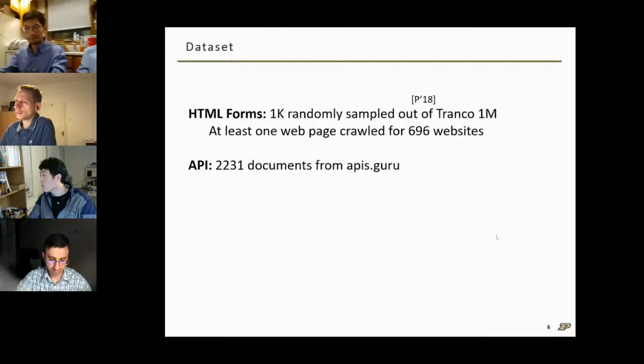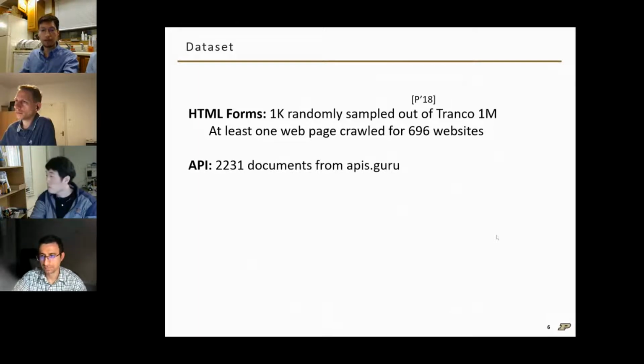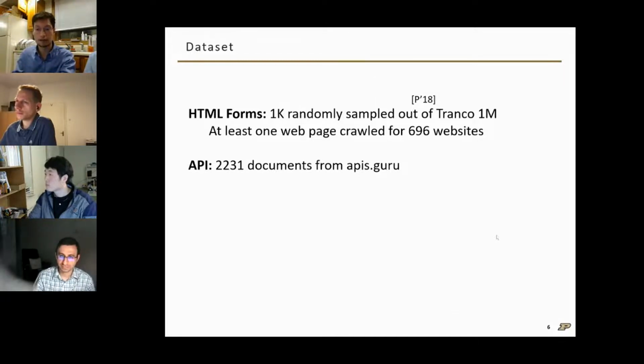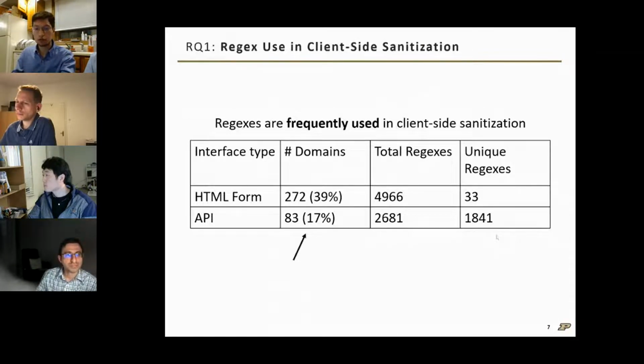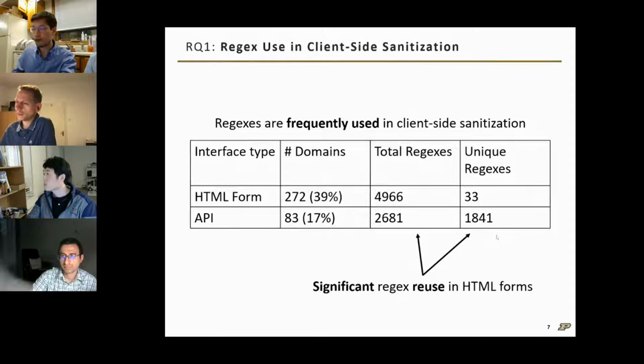Thank you, Xin. So starting off with our data set, for HTML forms, we have randomly sampled 1,000 websites of the Tranco 1 million. And for APIs, we have collected all of the documents on apis.guru, which is an online API specification directory. With this data set, we first find the proportion of web services using at least one regex. We found that regexes are frequently used in client-side sanitization in both HTML forms and API specifications. We also found that in HTML forms, there was significant regex reuse. We found 5,000 regex uses, but only 33 of them were distinct.